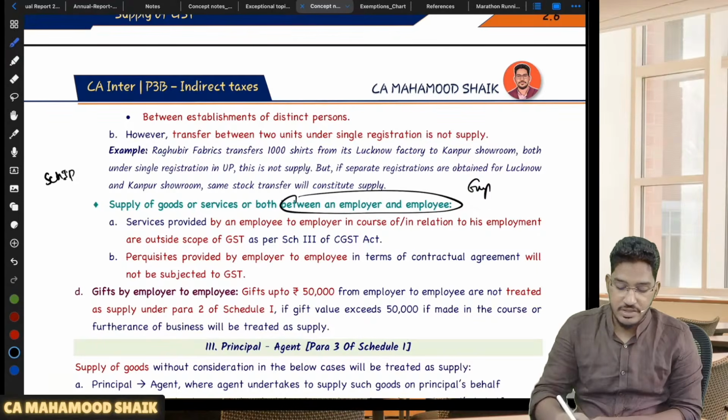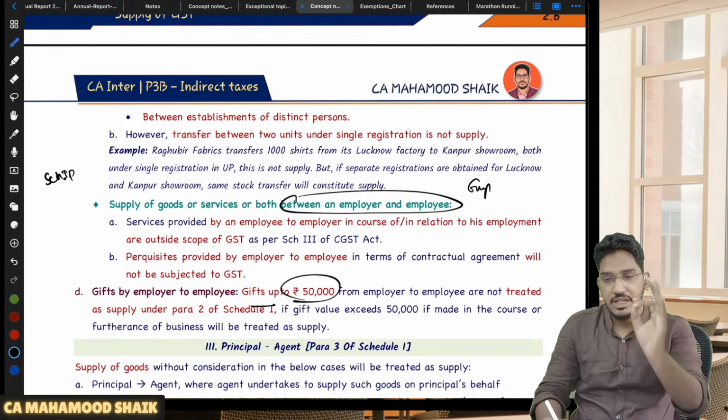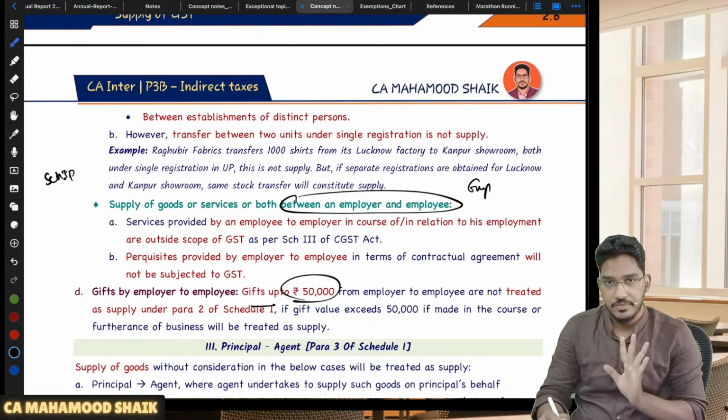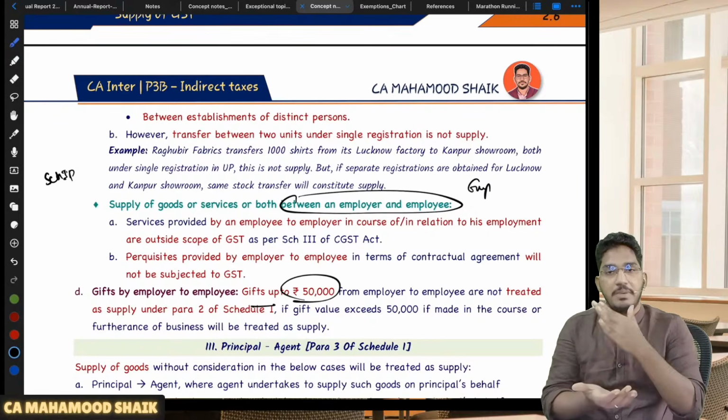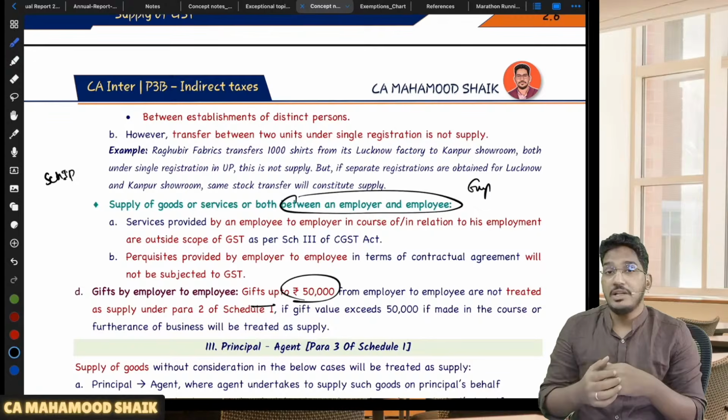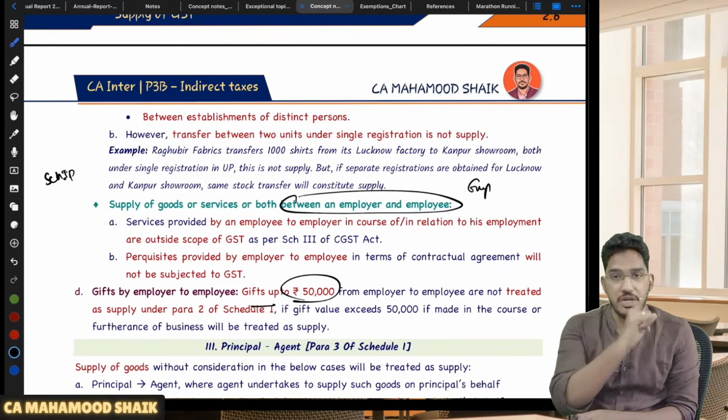But they have given one relaxation here. Gifts given by the employer to the employee up to a value of 50,000 per employee per year. If the employer is giving a gift to an employee up to a value of 50,000 per employee per year, then it will not be treated as supply. Sir, what if the value of the gift exceeds 50,000? Then it will qualify as supply.